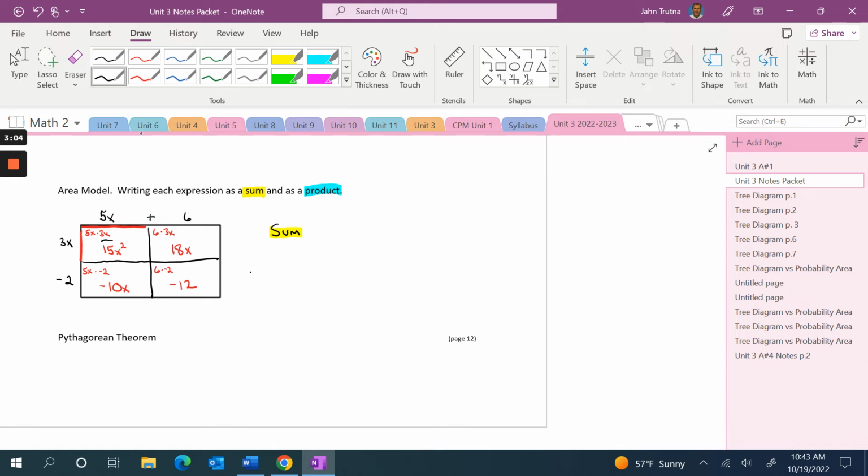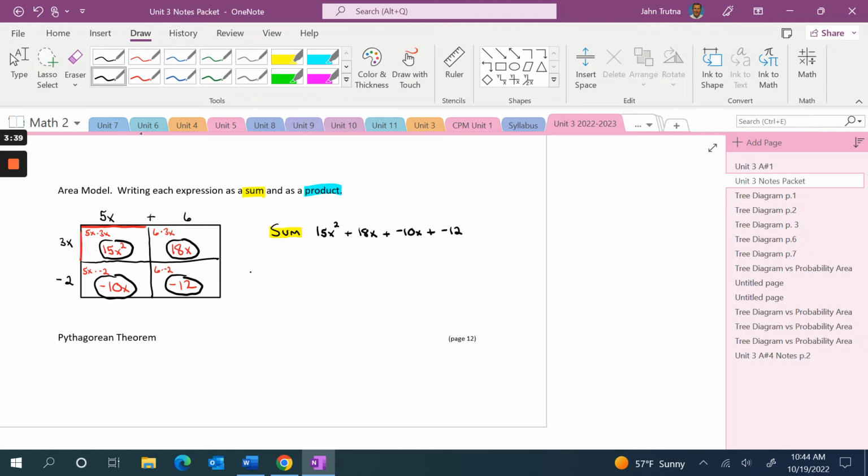So to write this area model as a sum, all you're going to do is take the four inside terms, the 15x squared, and add it with the 18x, and add it with the negative 10x, and then add that with the negative 12. So the sum is just the expression of all of the terms inside each of the individual area rectangles added together.